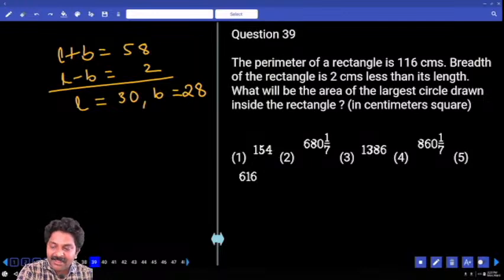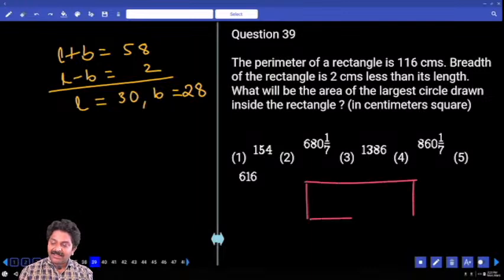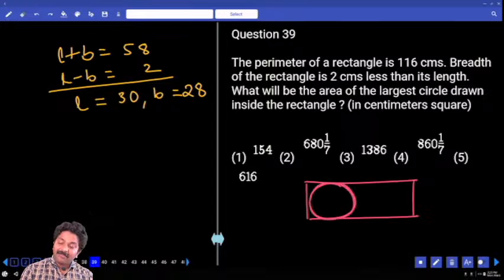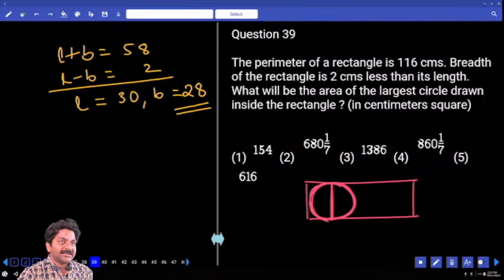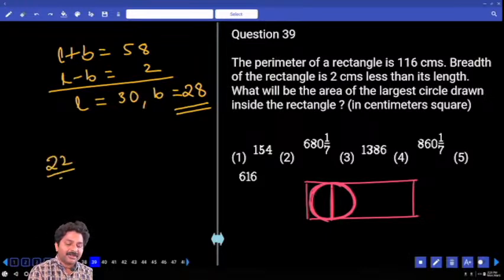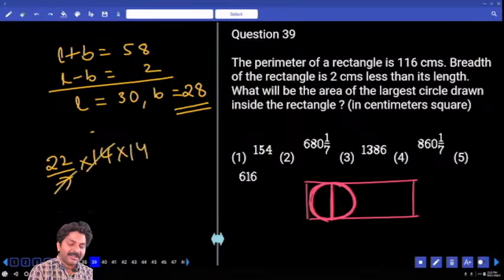Yes. What will be the area of the largest circle drawn inside the rectangle? So, if there is a rectangle here, the largest circle that can be drawn inside the rectangle will be along its breadth. So, for the circle, diameter is same as breadth of the rectangle. If the diameter is equal to 28, radius of the circle becomes 14. And we were asked to calculate area, pi r square. Pi 22 by 7, radius is 14, again 14. 7 how many times? 2 times.